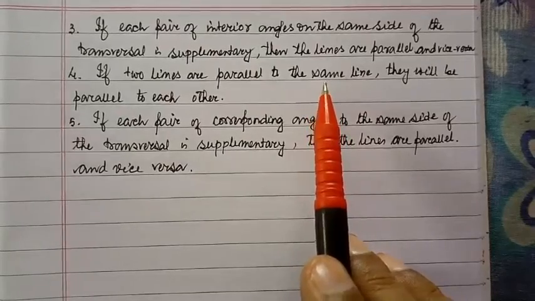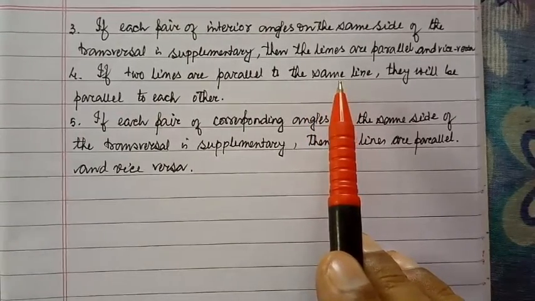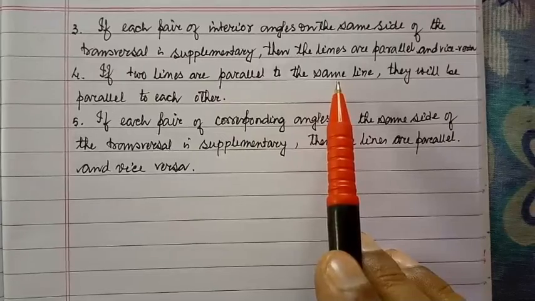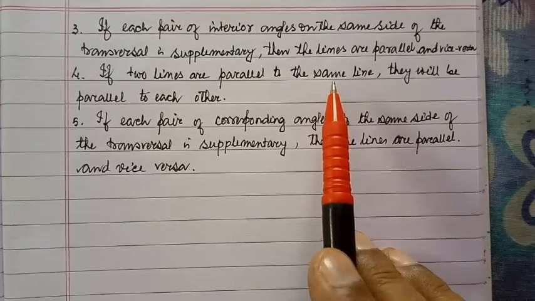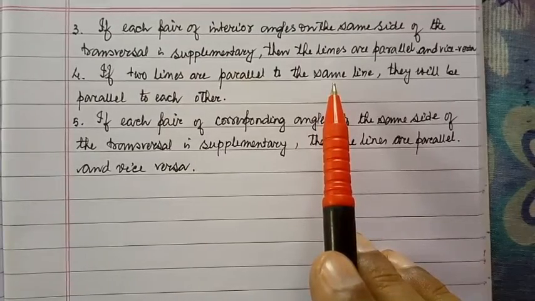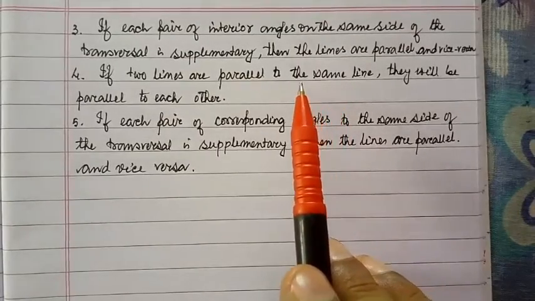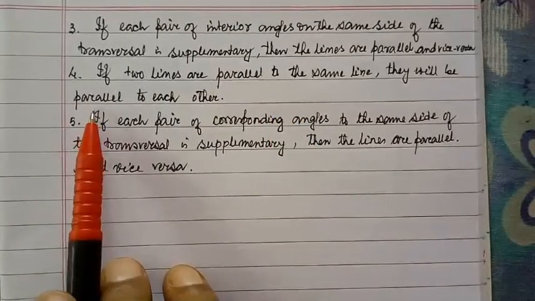Conversely, if AB is parallel to CD, then the sum of the interior angles on the same side of the transversal will be supplementary to each other. That is, angle 4 plus angle 5 is equal to 180 degrees and angle 3 plus angle 6 is equal to 180 degrees. Now fourth condition.